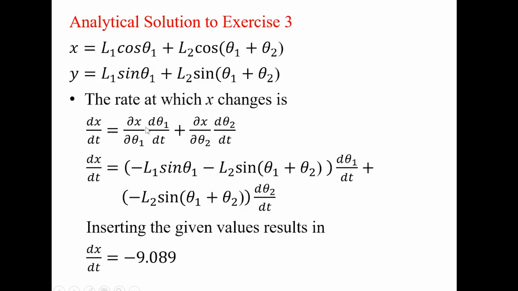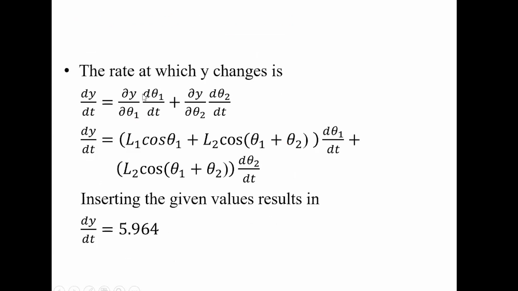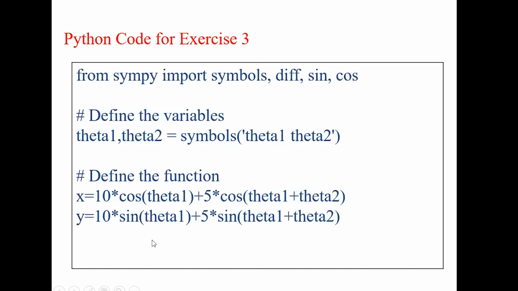If we find this partial derivative here, this is what we are going to have, times this, dθ1 over dt. Similarly, if you find partial of x with respect to θ2, this is what we are going to have. This is basic calculus. Just do basic calculus, we have this. If you substitute the values, this is what we are going to have. We can do the same thing for y. Substitute the values, this is what we are going to have.